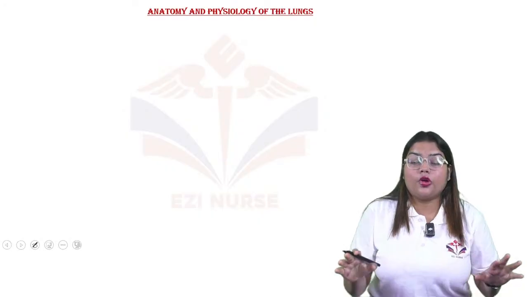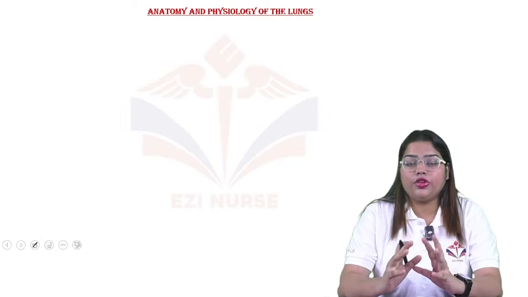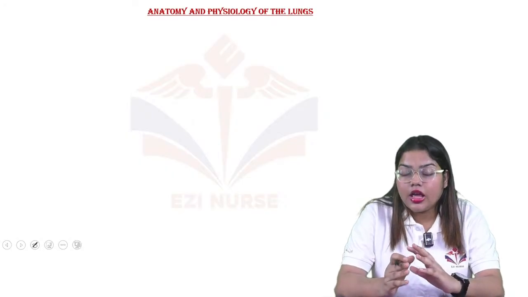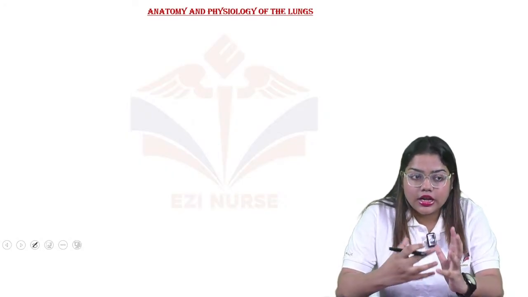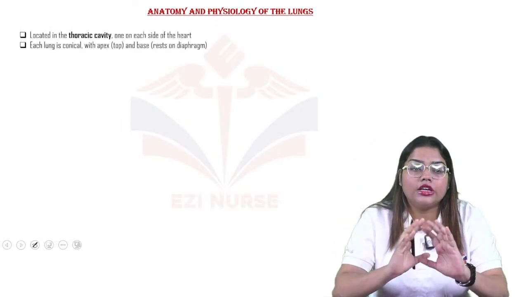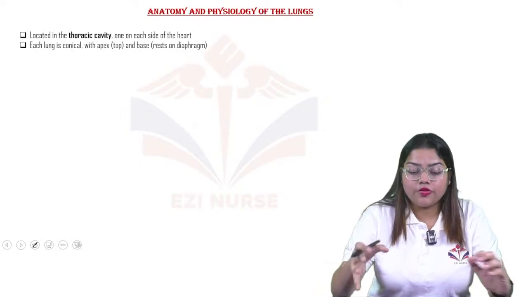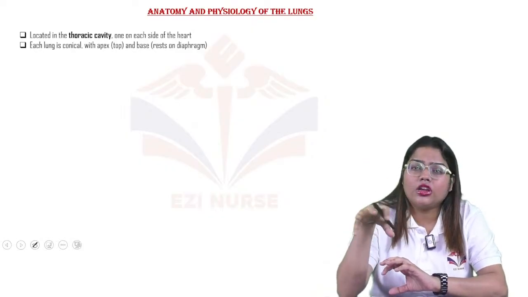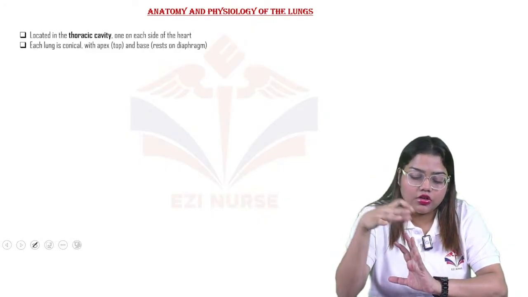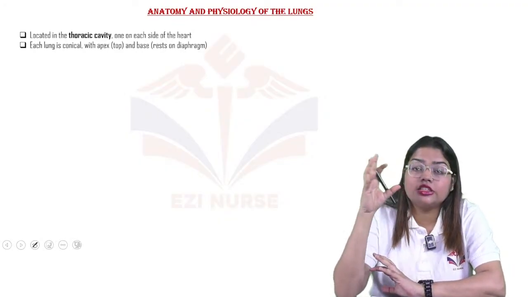The next most important organ is the lung. As we know, in a human body we have two lungs, where the right lung is a little bit bigger than the left one. It is located in the thoracic cavity, and our rib cage carries the lungs, one on each side of the heart. One of the lungs is slightly attached to the heart. Each lung is conical in shape.